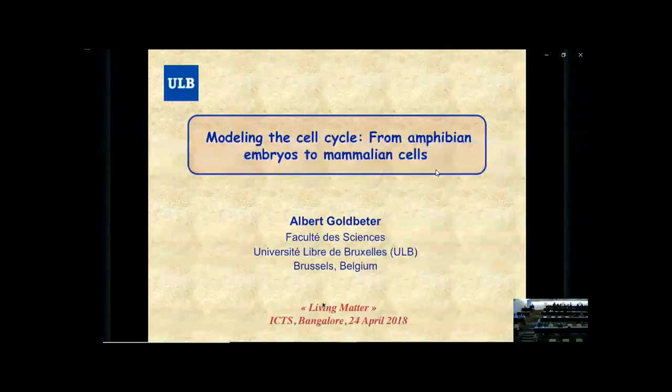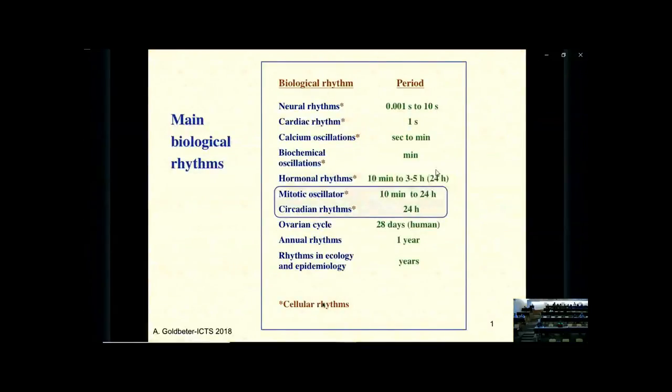So yesterday I showed this table, which presents the main rhythms observed in biological systems according to their period, which is increasing. And I discussed yesterday circadian rhythms, which occur in all eukaryotes and some prokaryotes with a period of about 24 hours. And today I will discuss the mitotic oscillator, which is driving the cell division cycle. And we will see that the period can go from some 10 minutes to 24 hours or more.